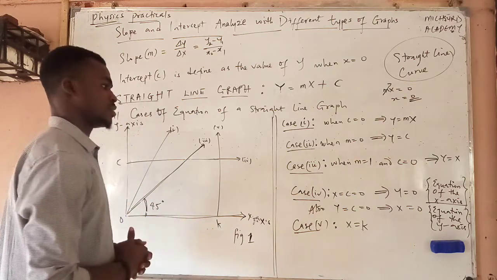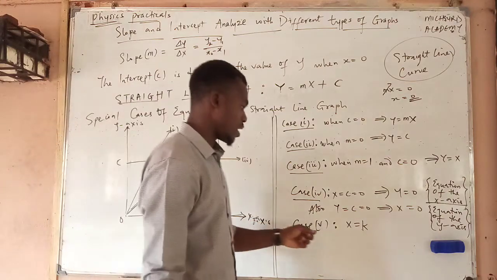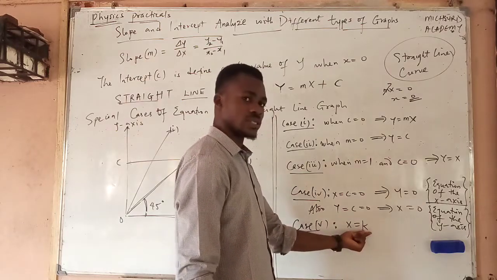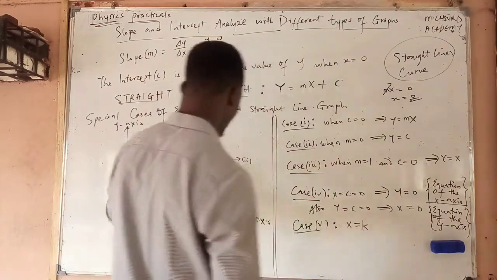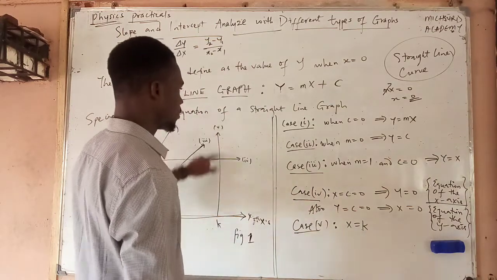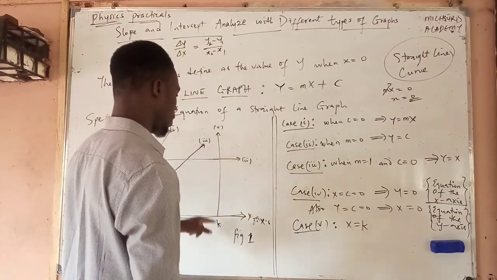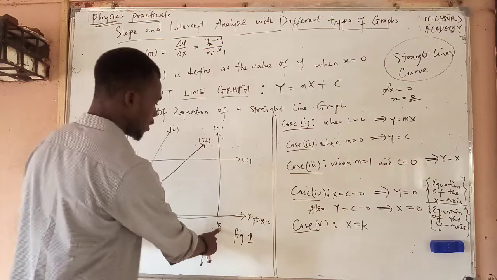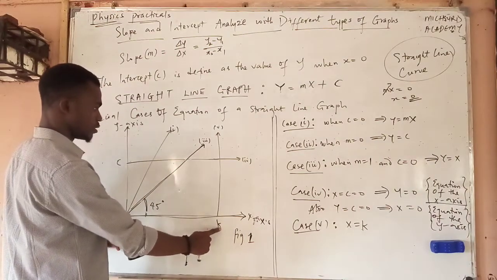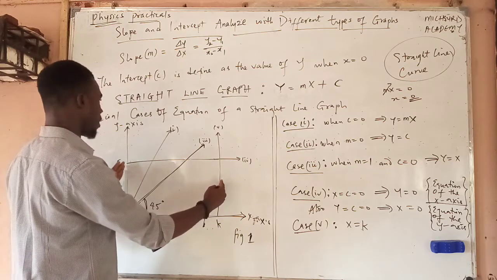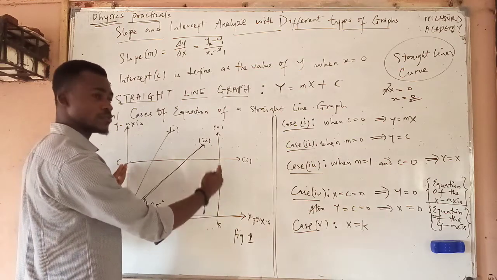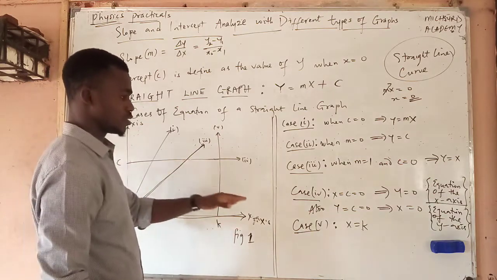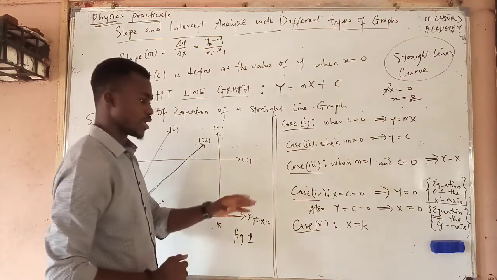Alright. Then the fifth case there is when x is equal to k. This k is a sort of constant, okay? Such that if we look at case 5 here, you see how the line passes through. We have a value k from the origin, such that this straight line is just parallel to the y-axis. So the straight line here is parallel to the y-axis.